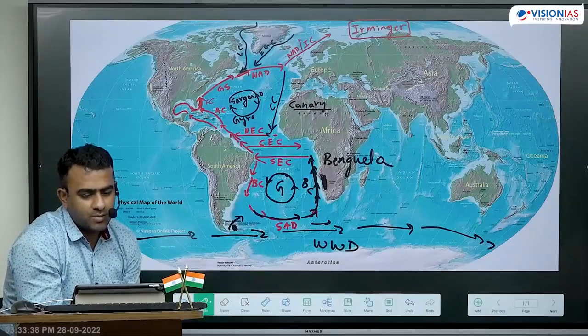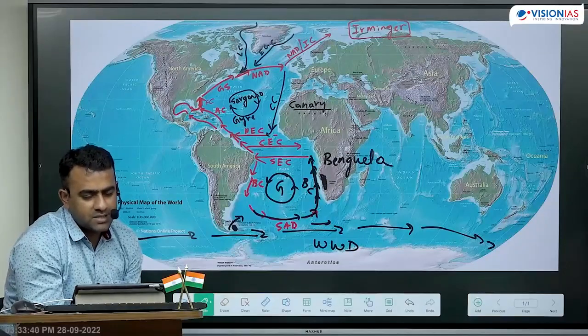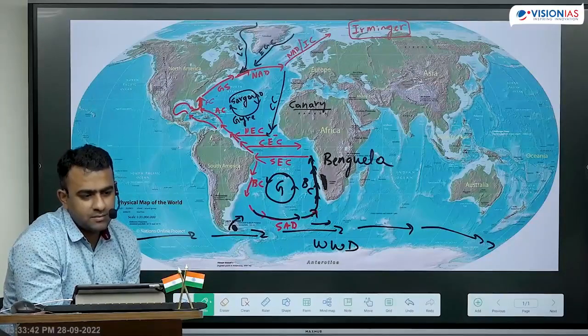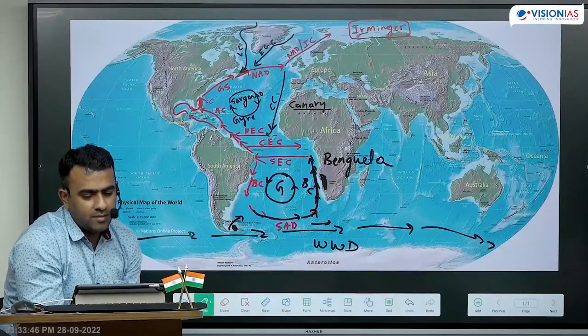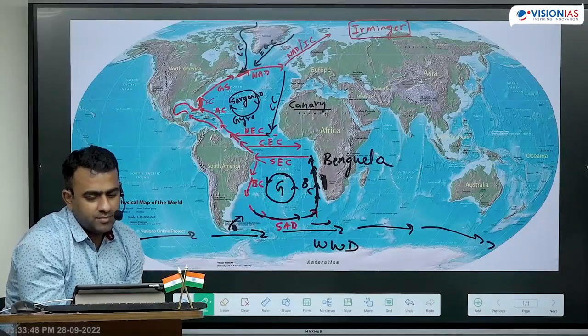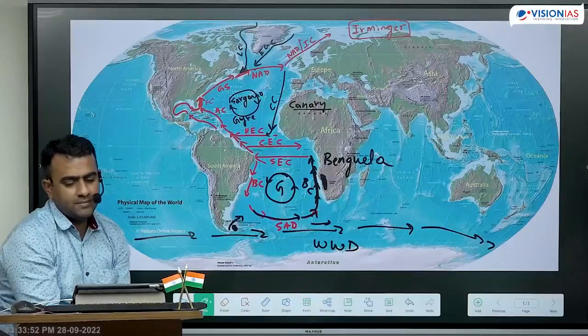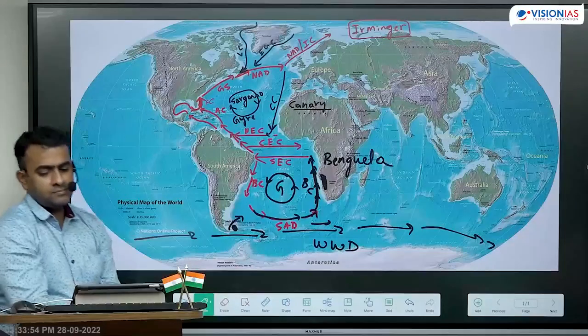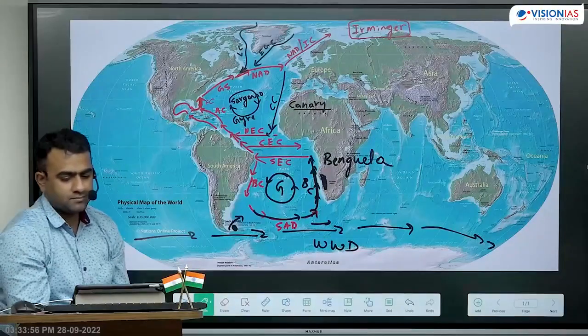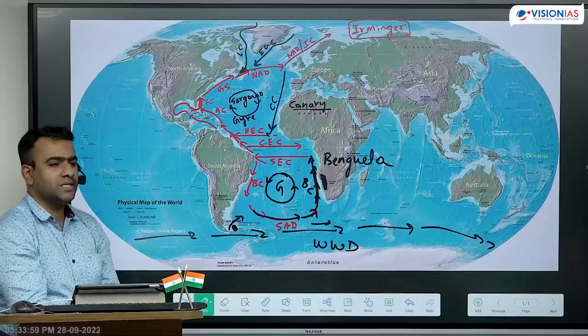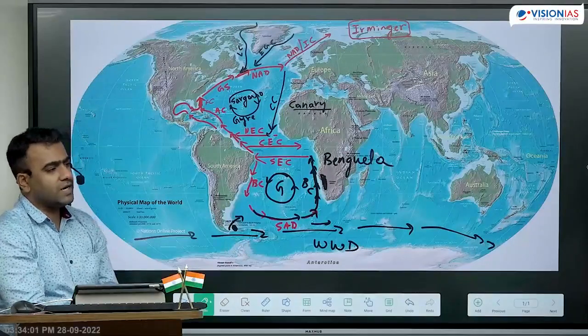Southeast coast of South America and merges with the Brazilian current. These are the currents of Atlantic Ocean.